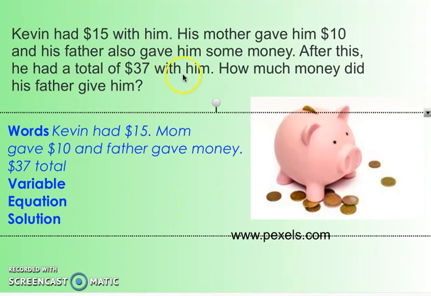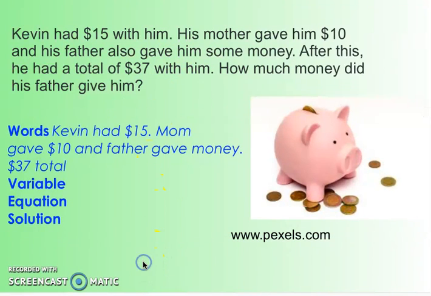Our next one says Kevin had $15 with him. His mom gave him $10 and his father also gave him some money. After this, he had a total of $37 with him. How much money did his father give him? Well, here are the words. It says Kevin had $15. Mom gave $10 and father gave money, but we don't know how much. And then $37 is the total. And so, first of all, what's missing?